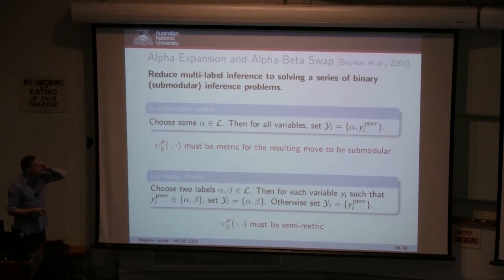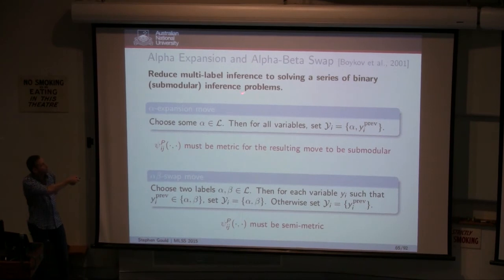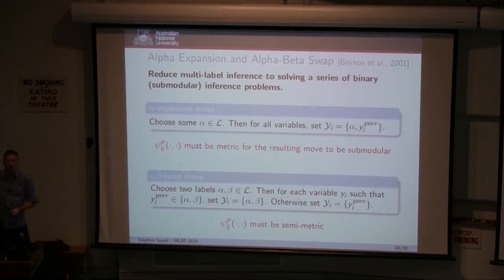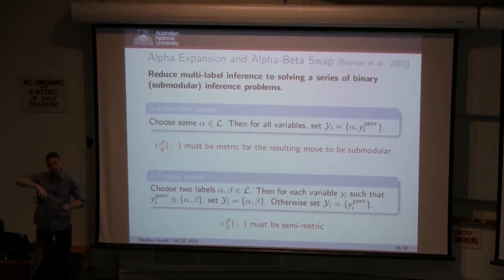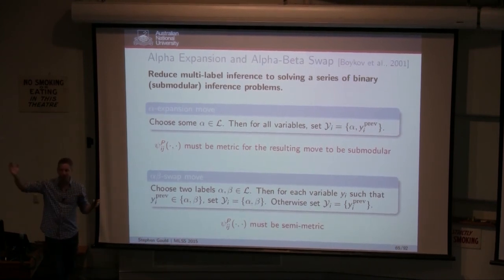A more useful class of move-making algorithms are the so-called alpha expansion and alpha-beta swap algorithms, which make use of graph cuts as their inference step. Okay? And so here what we're doing is we're reducing the multi-label problem to a series of binary submodular inference problems. And we can do that in one of two different ways. So for alpha expansion, we choose some particular label alpha in our label space. Okay? So let's say we're doing a semantic segmentation problem. Every pixel in the image can take a whole bunch of different labels.